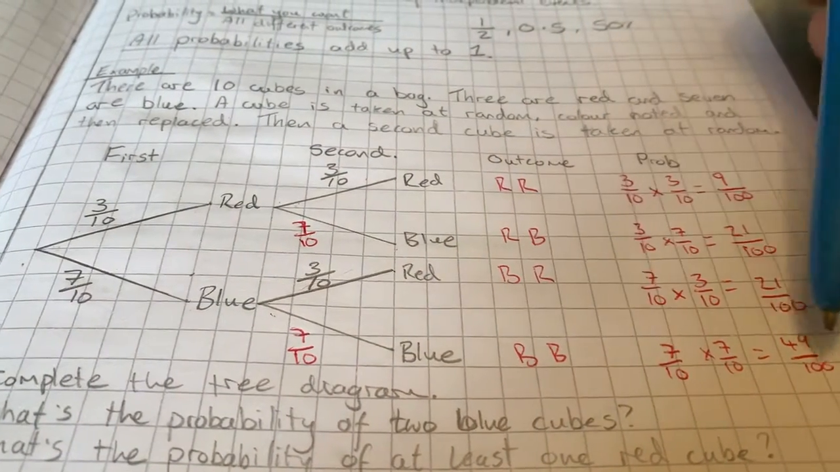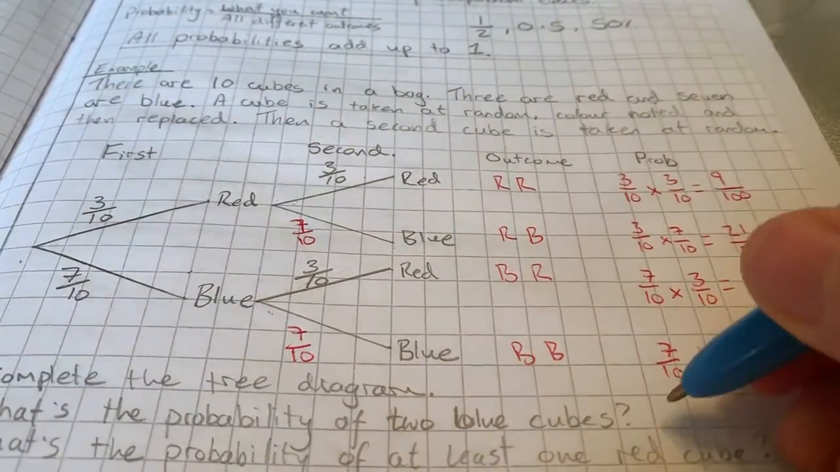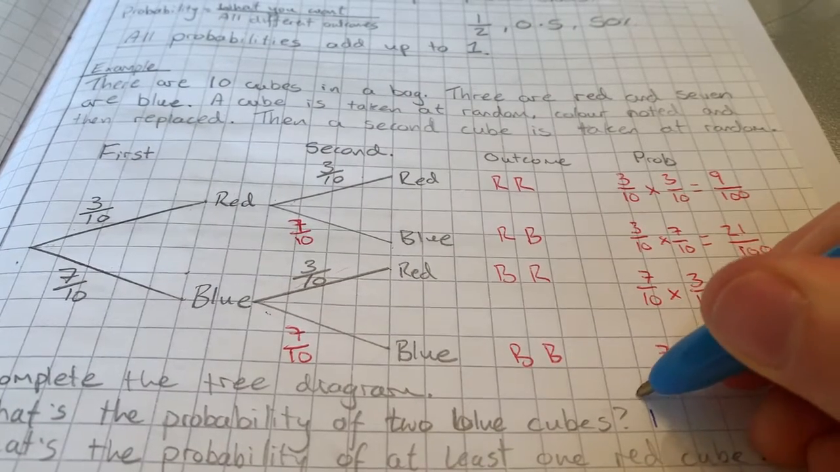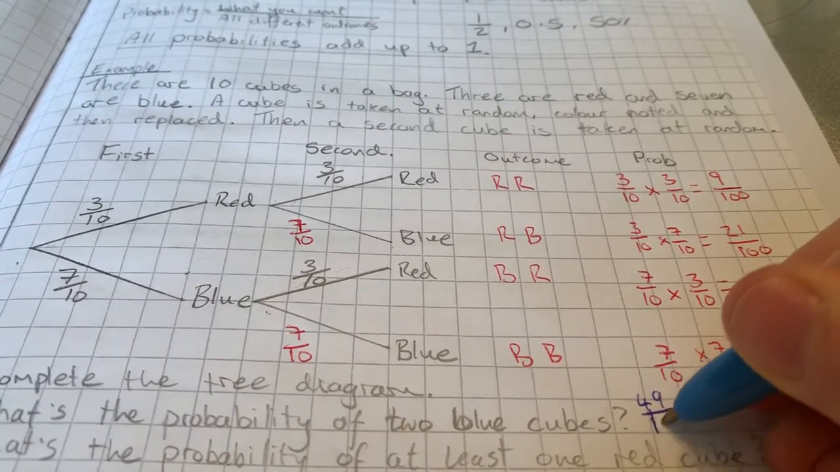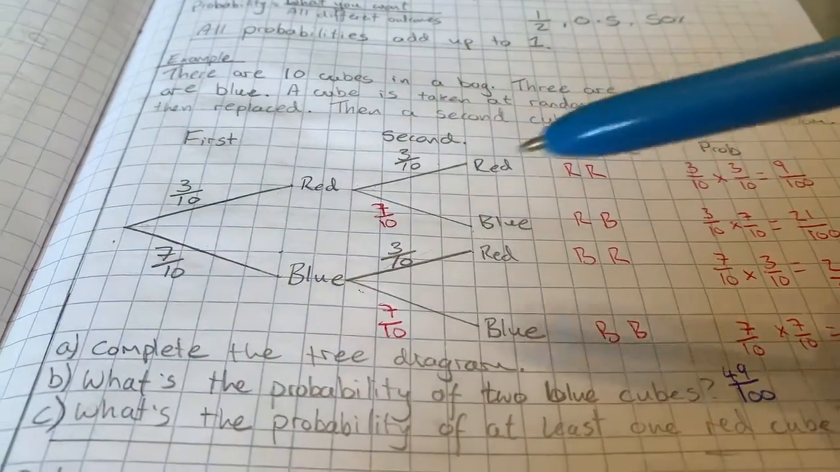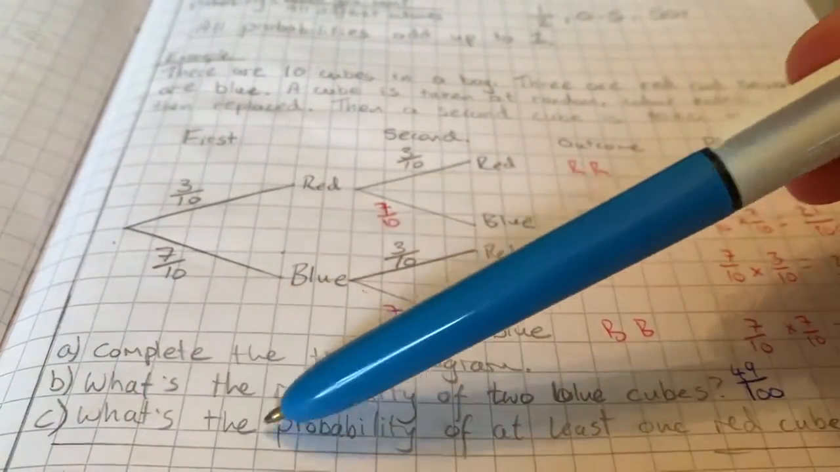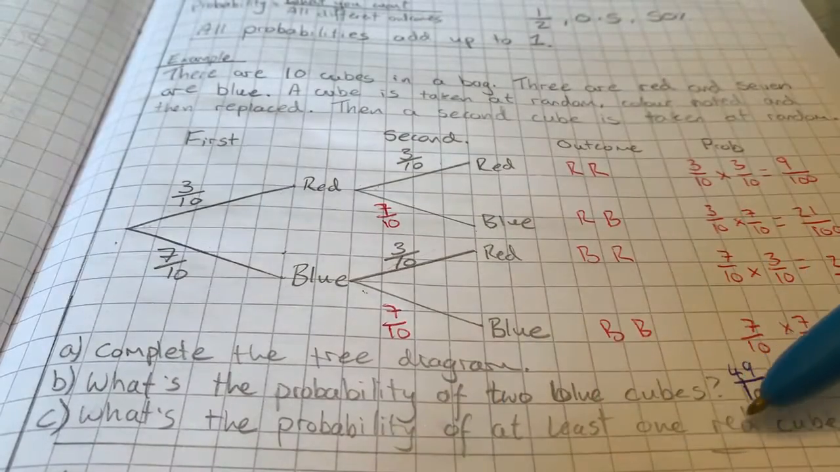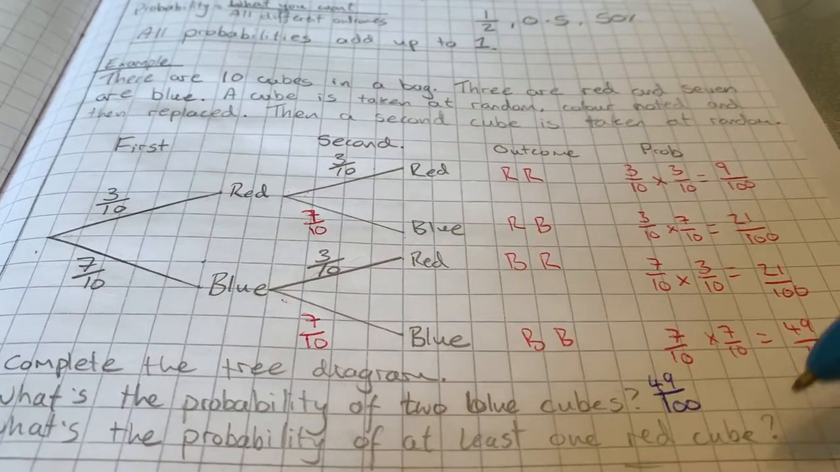So it's BV, so it's 49 over 100. So we put there 49 over 100. It's the probability of 2 blues. And then this one here, what's the probability of at least 1 red cube?